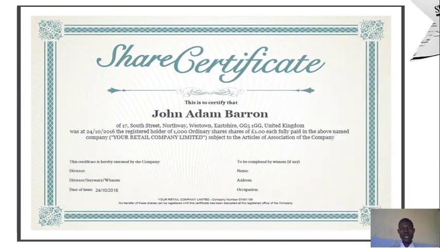Then we also have another sample of share certificate. This to certify that John Adam Barron with the following detail. So we have the following details.